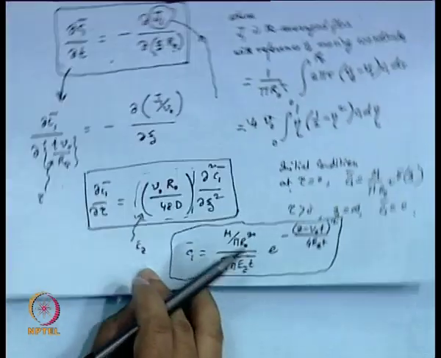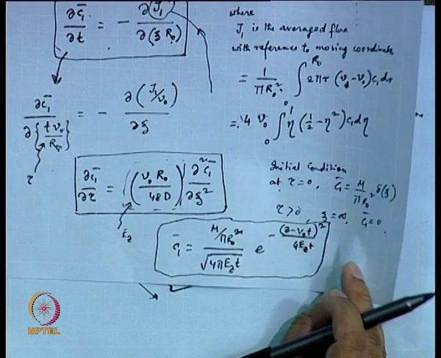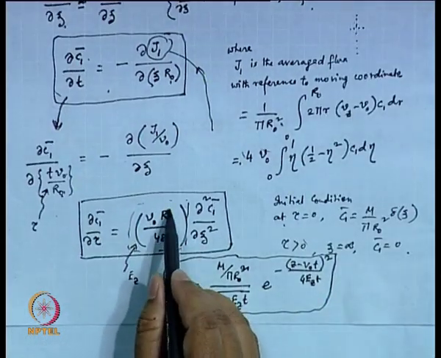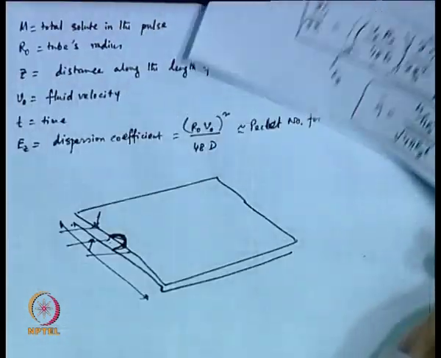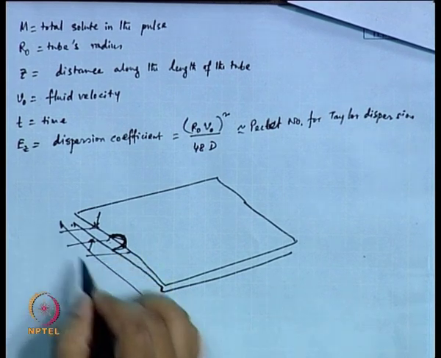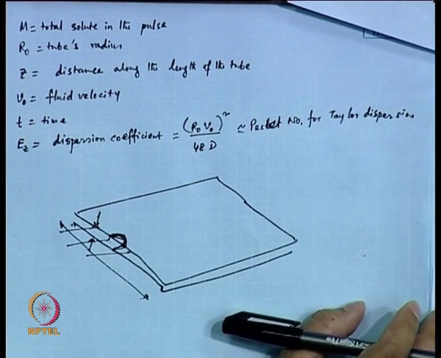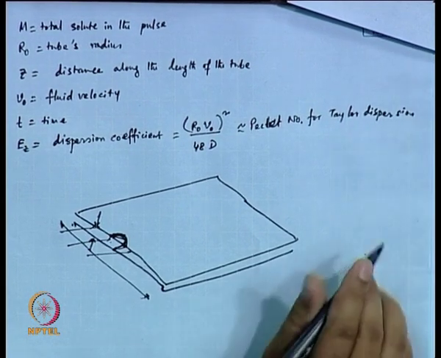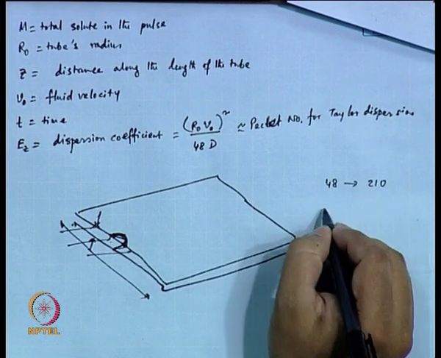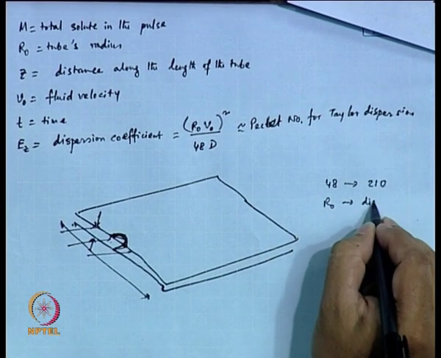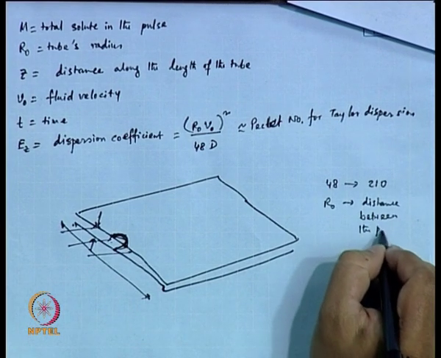If somebody is working with a non-circular one, then instead of R0, you will be replacing it by the distance between two parallel plates. Of course, for a non-circular channel there is another dimension here, but that dimension would be inconsequential for this purpose. All right. So, this is something which you need to be aware of, that this 48 would be changed to 210 and R naught would be changed to the distance between the parallel plates.